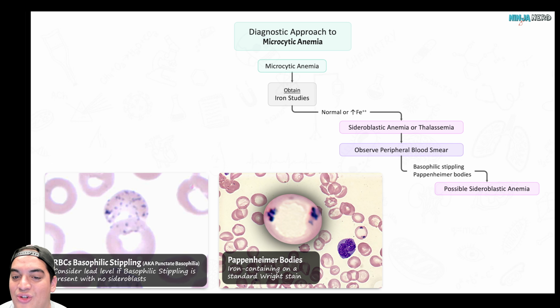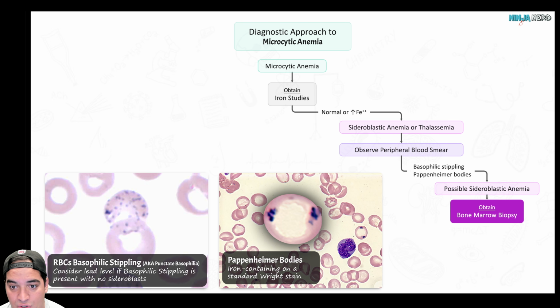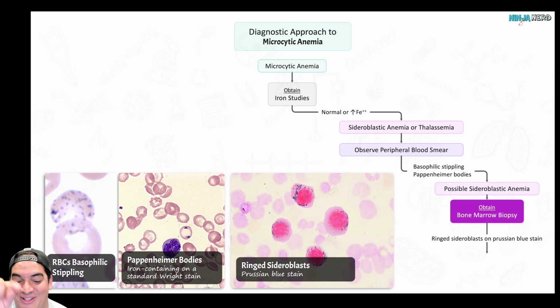But what would I need to do to confirm? So hemoglobin electrophoresis was the confirmatory step for thalassemia. What's the confirmatory step for sideroblastic anemia? That's where I would need to do a bone marrow aspiration. When I take that, I'll look at the cells under the actual microscope, and I'll put a Prussian blue stain on it. And if it shows these ring sideroblasts, which is all the iron just accumulating around the actual nucleus, this is super, super suggestive.